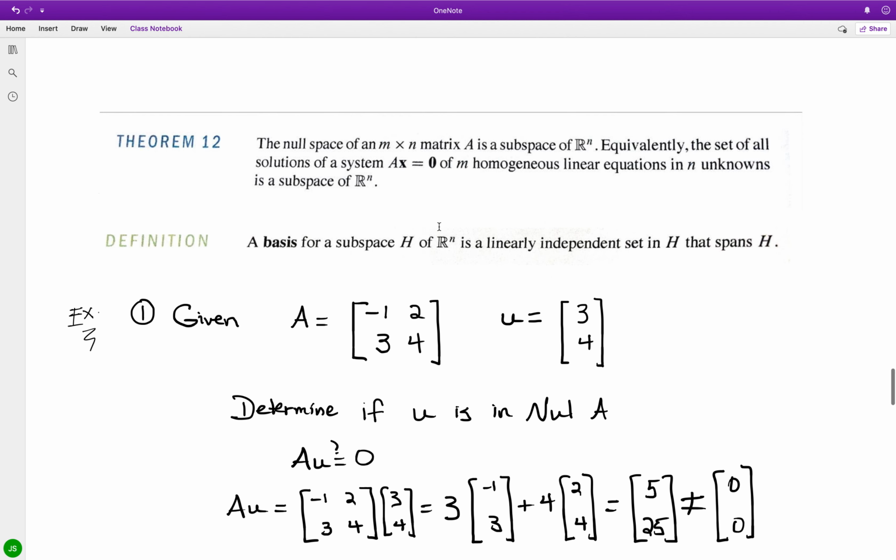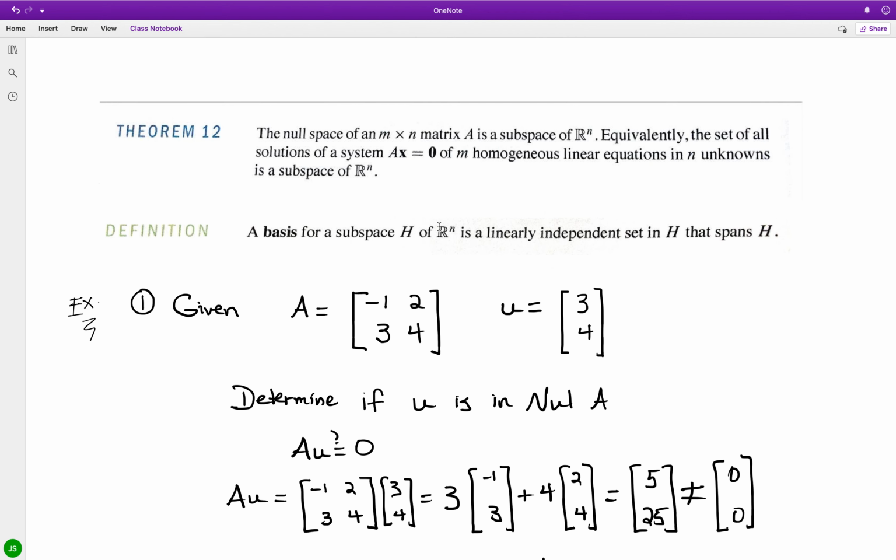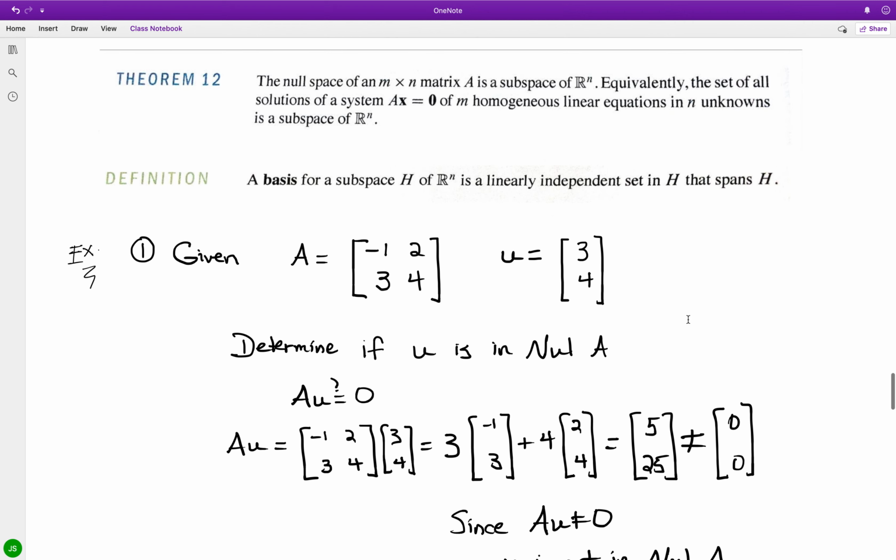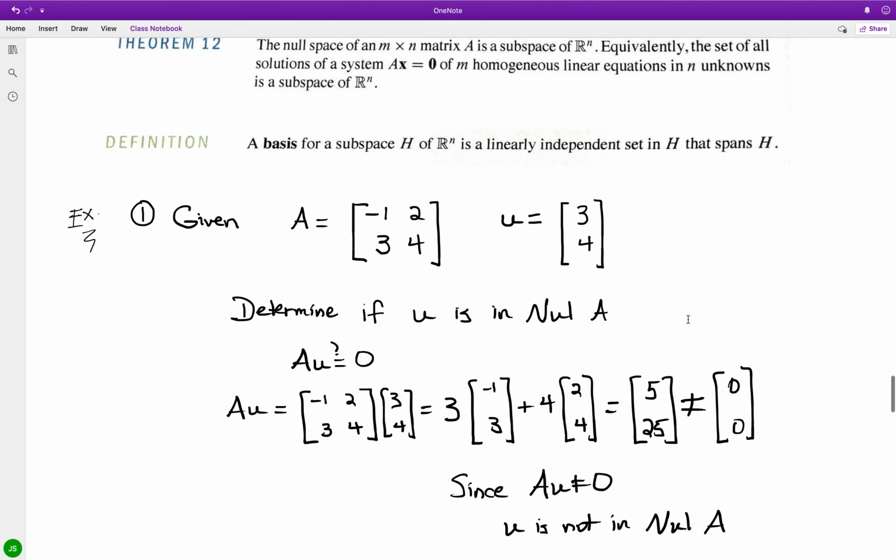Now let's say that for what we have regarding null spaces, we have A as a 2 by 2 matrix. So we'll say we have negative 1, 2, 3, and 4, and we have vector u as 3 and 4. It says to determine if u is in the null space of A. For this to be possible, the product of A and u must be equal to 0.